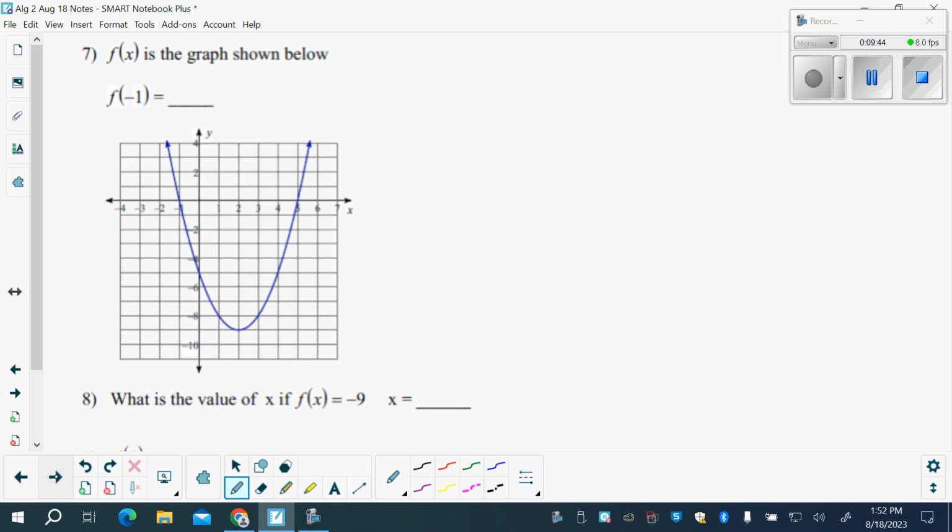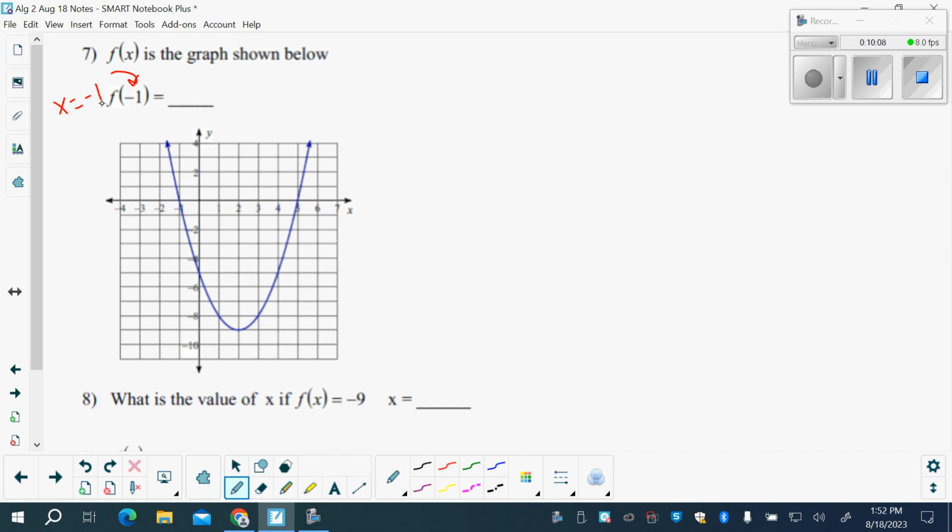Okay, so f of x is the graph. We don't have an equation. So we're going to use a graph now to find these answers. We have f of -1 equals. So we're going to look at our graph. And this -1 stands for what? The x or the y? Okay. The x. So inside here, this means that x is equal to -1.